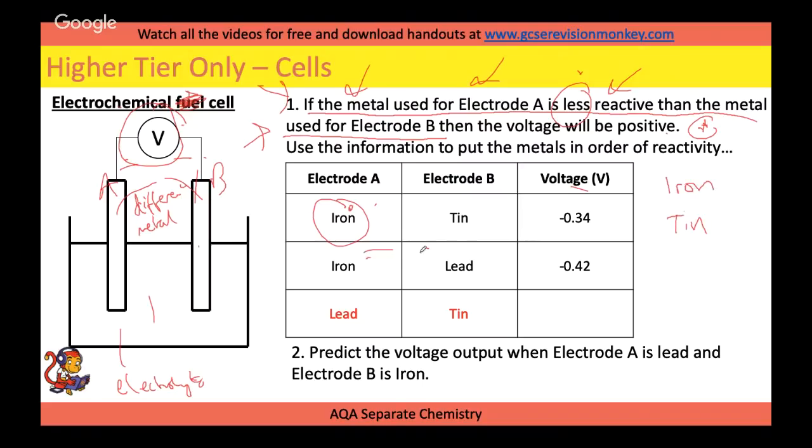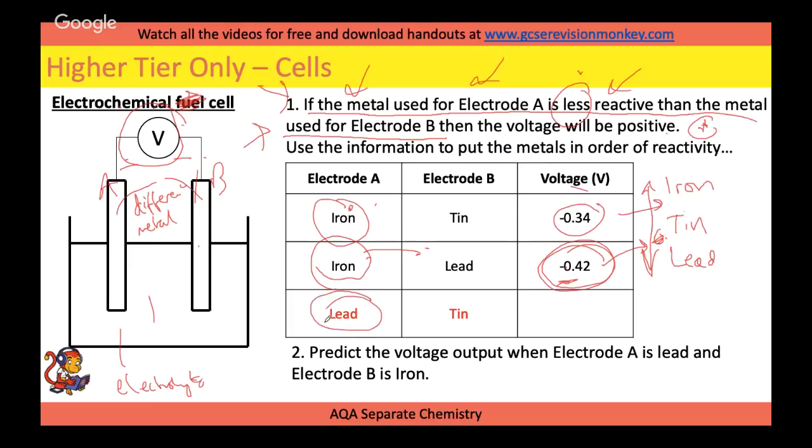And then we look at the next two. Again, it's negative, so iron must be more reactive than lead because it's negative, and that's what the statement above tells us. However, because it's more negative, that is showing us that there's a bigger difference in the reactivity series. So we know that lead must go below tin because this had a difference of 0.34 and this had a difference of 0.42.